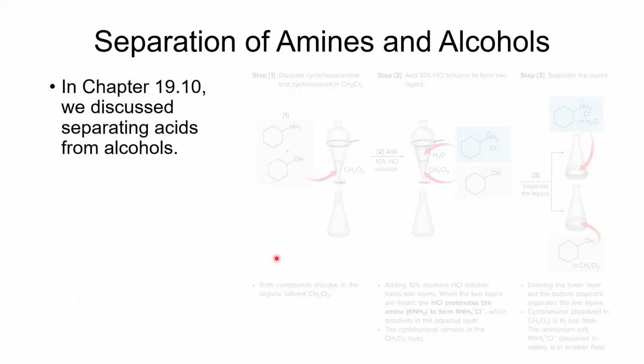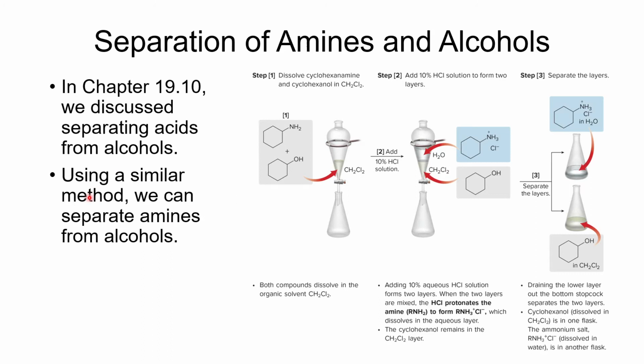All right, now we did a similar method to this back in chapter 19, where we talked about separating carboxylic acids from alcohols. The starting carboxylic acid was soluble in dichloromethane, but insoluble in water. And we extracted that carboxylic acid into the aqueous layer. It was no problem. Well, here we can do something similar.